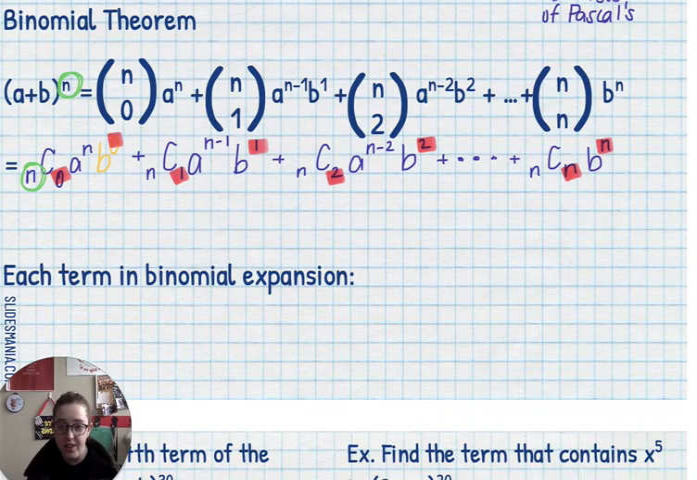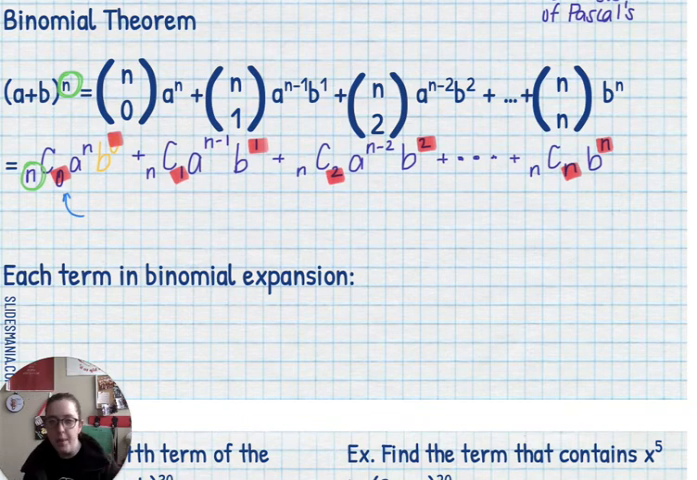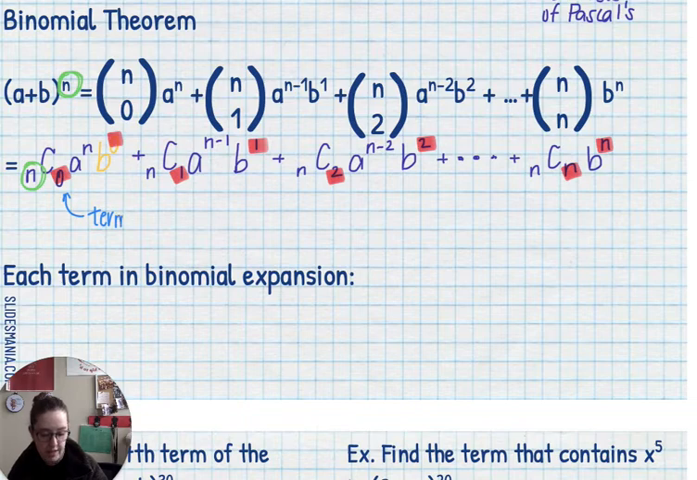One other thing to notice is that this number right here on our C, we said that it matches the power of b, but also if you notice, my first term is n choose 0. My second term is n choose 1. So that number is going to be my term number minus 1.